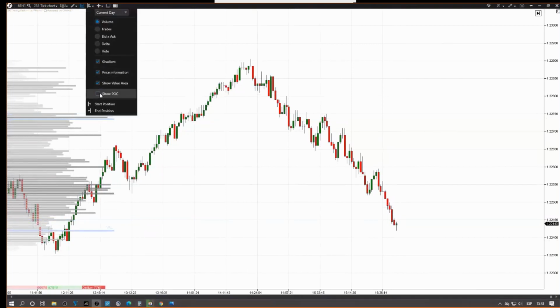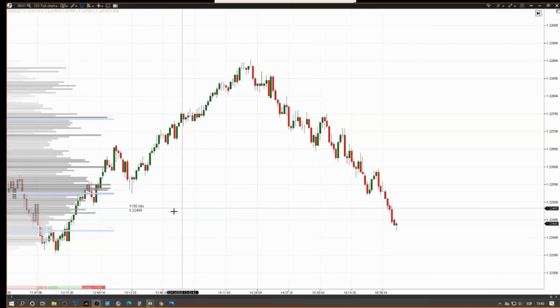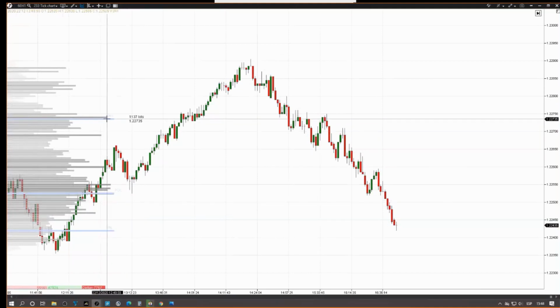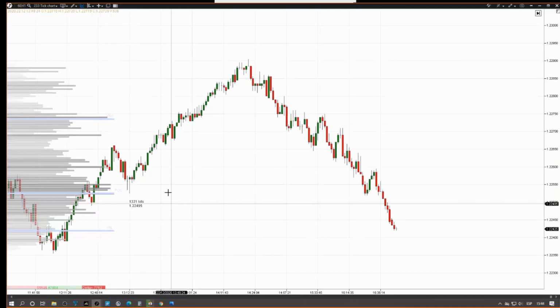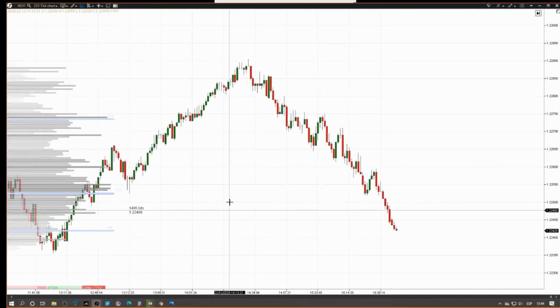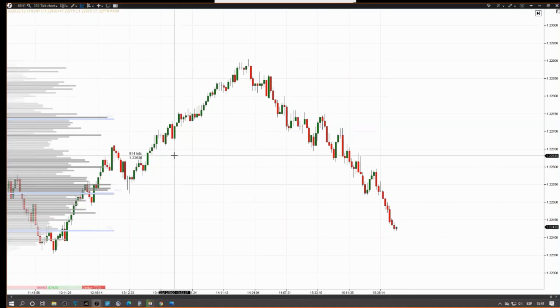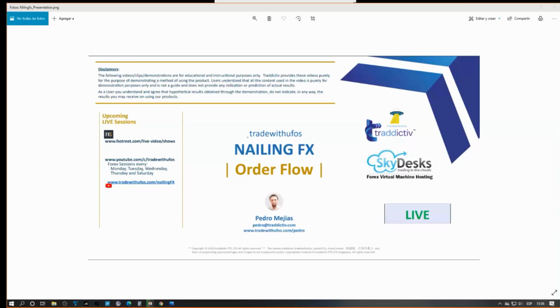Let me just add the point of control. On the left side we now have the volume showing us the bar formation, and we have three blue bars that show us the point of control, the value area low and value area high. This is important for me because I want to trade inside this area. It's where the volume is, and where I can put my stop loss more safely than outside these areas. Outside this area, the price can move very fast in one direction or another.